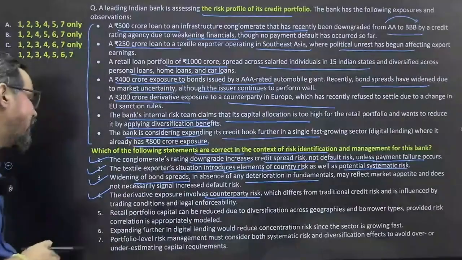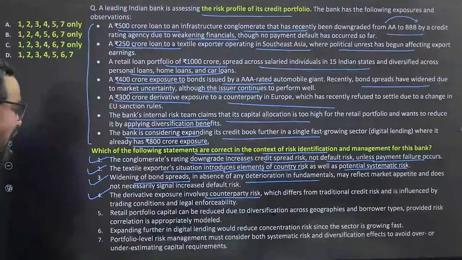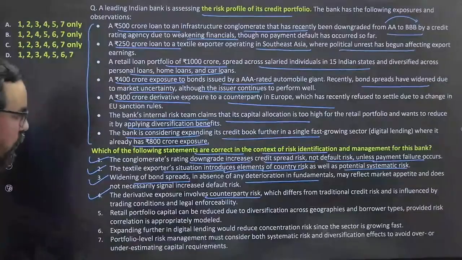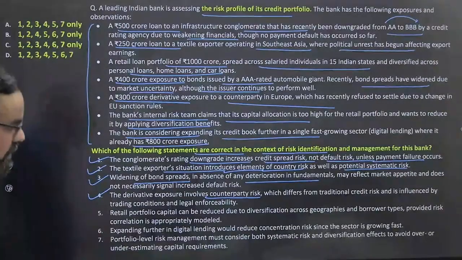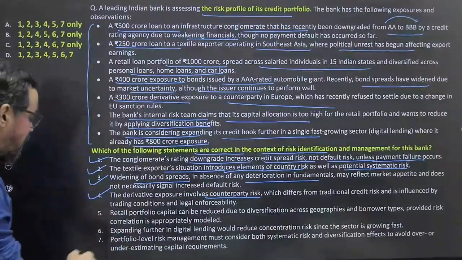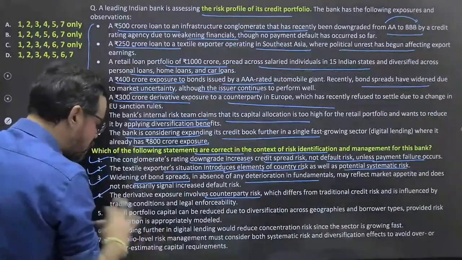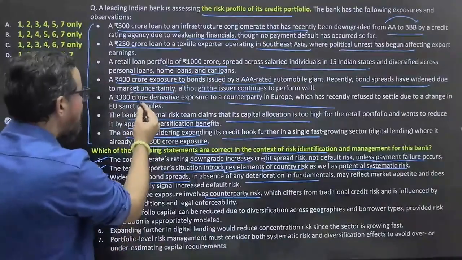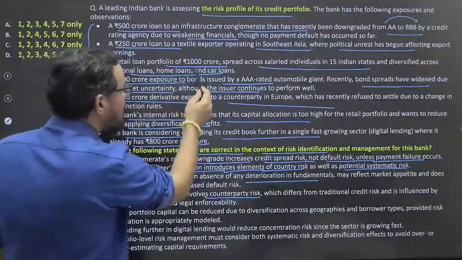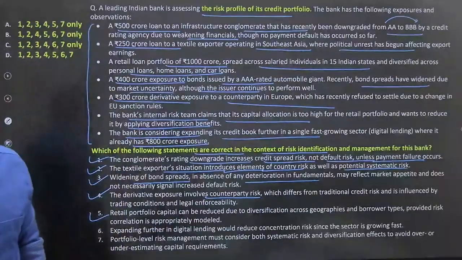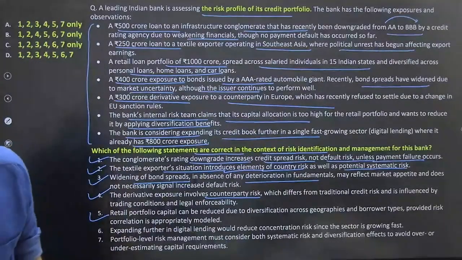Okay. Retail portfolio capital can be reduced due to diversification across geographies and borrower type, provided risk correlations are appropriately modeled. Aapka this is also correct. Ye they have given 1000 crore rupees in retail and this is very well diversified state wise aur different groups wise. This is also correct.